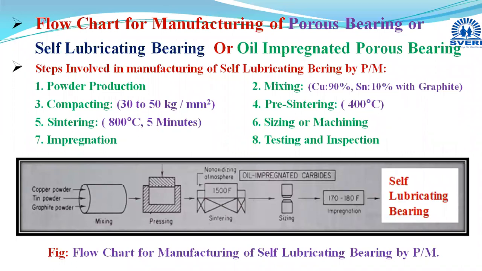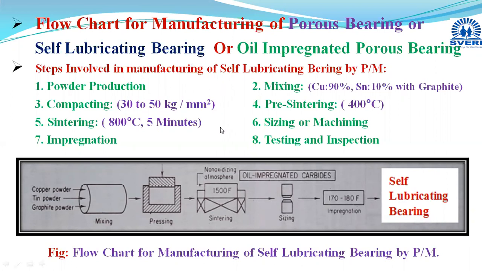Now we will start with the first step, which is powder production. Self-lubricating bearings are manufactured using different materials. We can go for brass, bronzes, or iron and aluminum alloys. These materials can be used for manufacturing self-lubricating bearings, but generally we use bronzes. And which bronze are we going to use here?